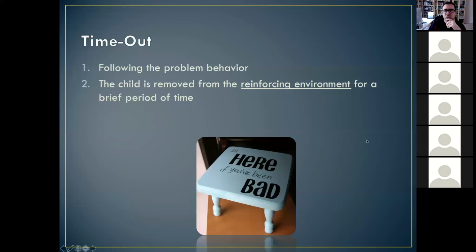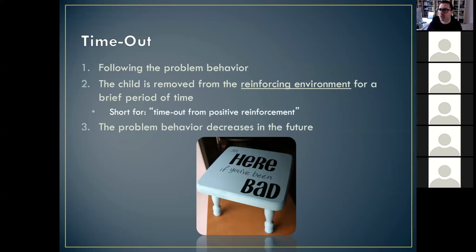So the child is removed from the reinforcing environment for a brief period of time, right? So now we're assuming that the child is in an environment that is reinforcing. So then removing the child from the environment is what I refer to as the opposite of improvement. I like to use the word deprovement, even though the word doesn't exist, but I like it. So there's a deprovement in conditions, but there's only a deprovement, of course, if the environment is reinforcing, right? And if the environment is reinforcing, then you should see a decrease of the problem behavior in the future.